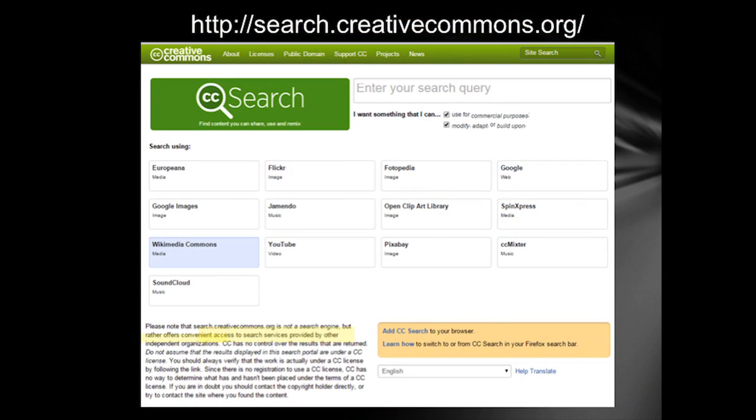Now, this site that I'm giving you, this link, is actually a search engine for independent organizations which hosts Creative Commons. You probably recognize some of these sites, Flickr, Google, YouTube, and I don't know if you can see it from where you are, but actually different media is supported by these different host sites.